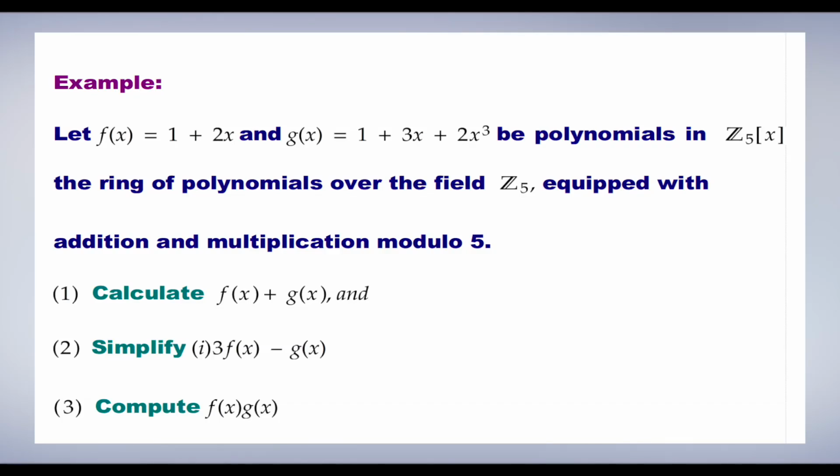For our understanding, let us see an example. Let f(x) = 1 + 2x and g(x) = 1 + 3x + 2x^3 be polynomials in Z5[x]. The ring of polynomials over the field Z5 is equipped with addition and multiplication modulo 5. Let us solve some problems here. The first one is calculate f(x) + g(x). The second one is simplify 3f(x) - g(x). The third one is compute f(x)g(x).